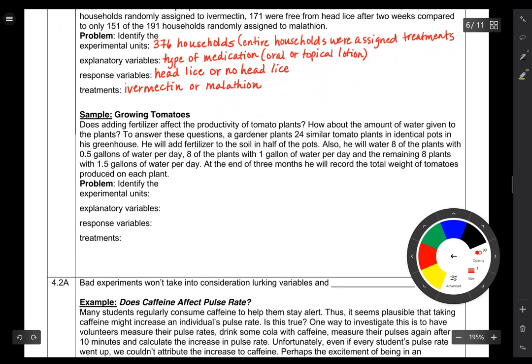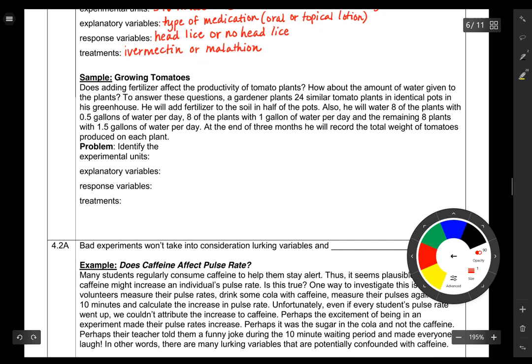Okay, let's do another example. This one's called growing tomatoes. Does adding fertilizer affect the productivity of tomato plants? So right there, you have information on the variables. How about the amount of water? Well, there's more given to the plants. To answer these questions, a gardener plants 24 similar tomato plants in identical plots in his greenhouse. He will add fertilizer to the soil in half of the pots.